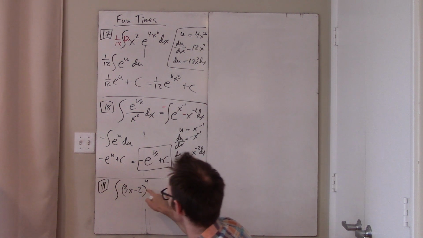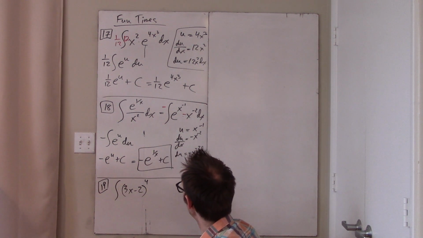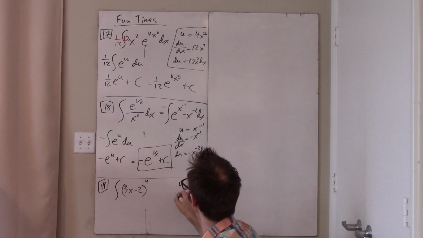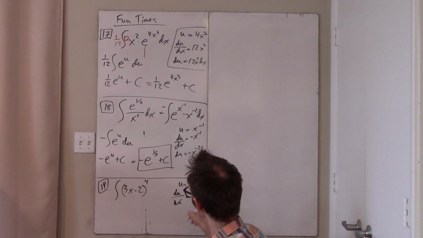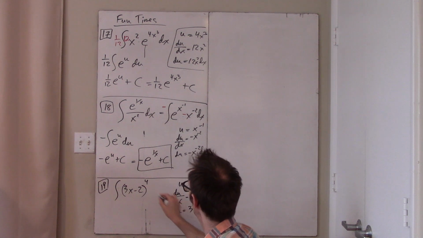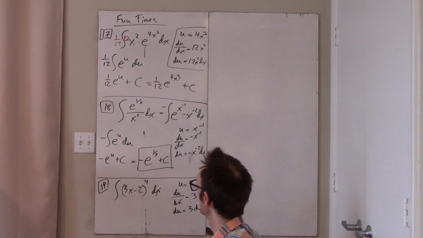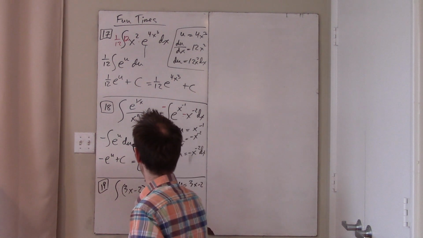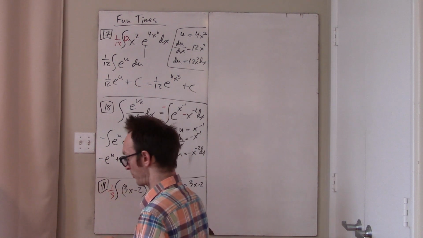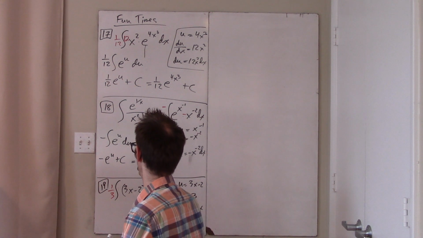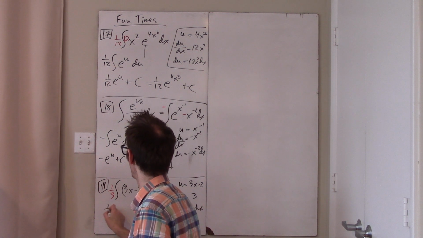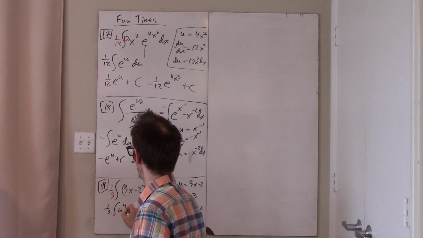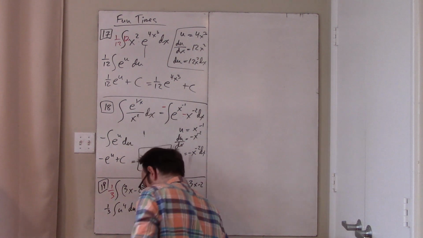Inner function 3x minus 2, outer function to the 4th. I let u be 3x minus 2. Du dx is therefore 3. Du is therefore 3 dx. So I want there to be a 3 there. There isn't one, so I stick it in and undo the damage with a 1/3. And then this whole thing therefore becomes 1/3 u to the 4th du.